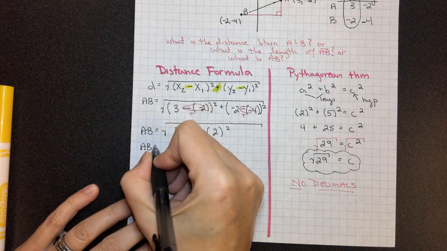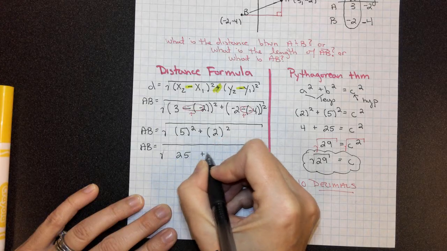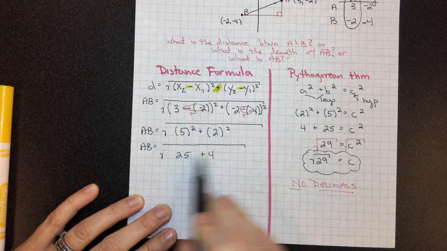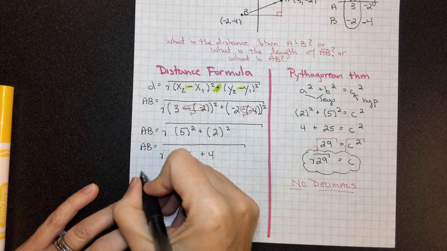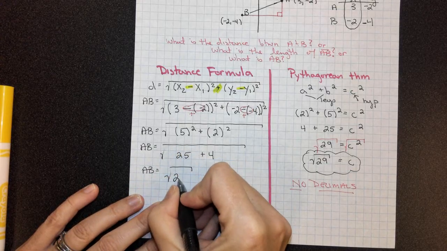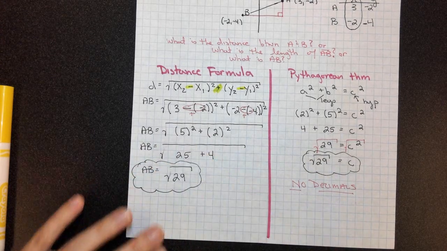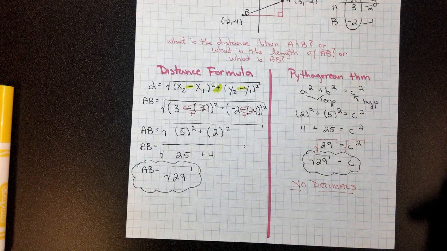AB equals the square root of 25 plus 4. Again, here's my 25, here's my 4. The length of AB equals the square root of 29. No decimals, it can't be reduced, and there is my final answer.